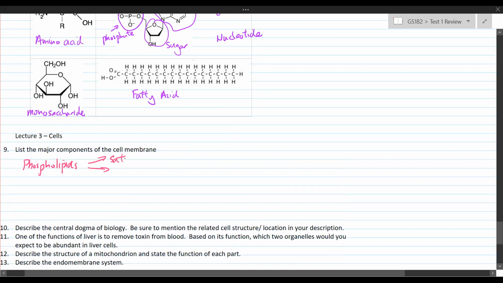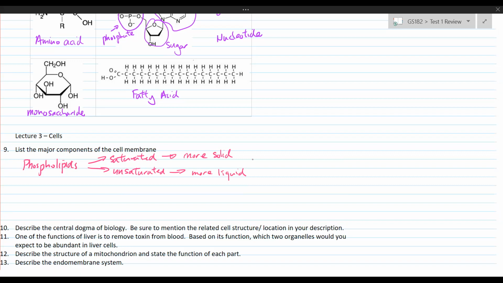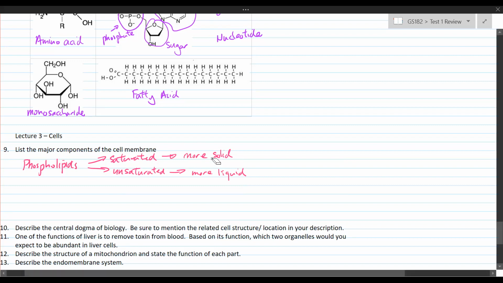We have some that are saturated, some that are unsaturated. This would make it more solid, and this would make it more liquid. And it's not about whether one is better than the other, right? It's about the environment that the cell is in. If it's in a hot environment, you want it to be more solid, so it's not going to melt. If it's in a cold environment, you want it to be more liquid, so it's not going to freeze.